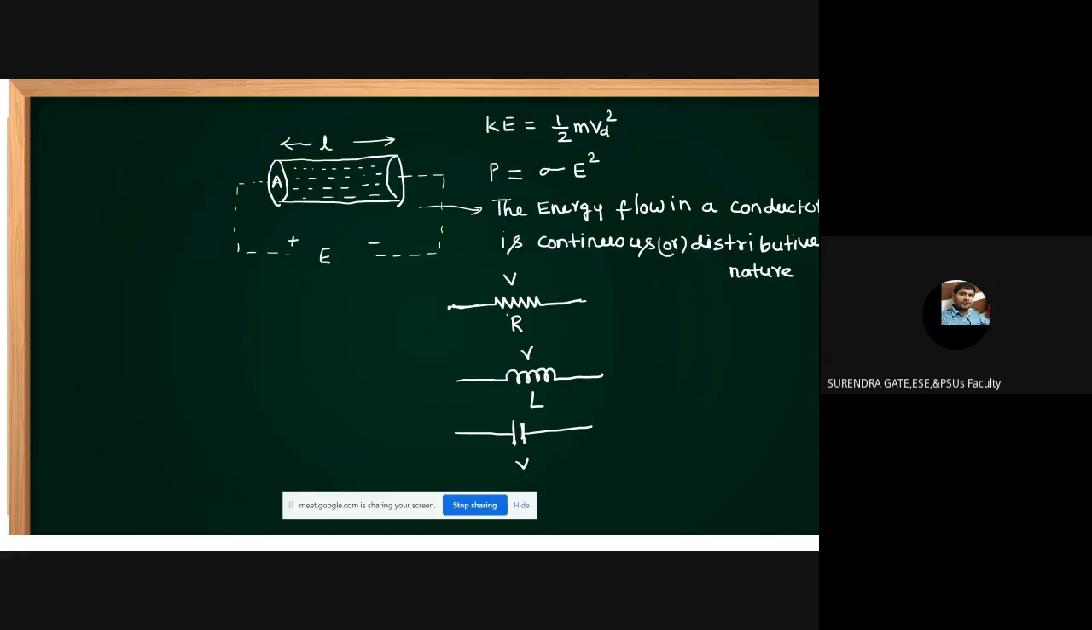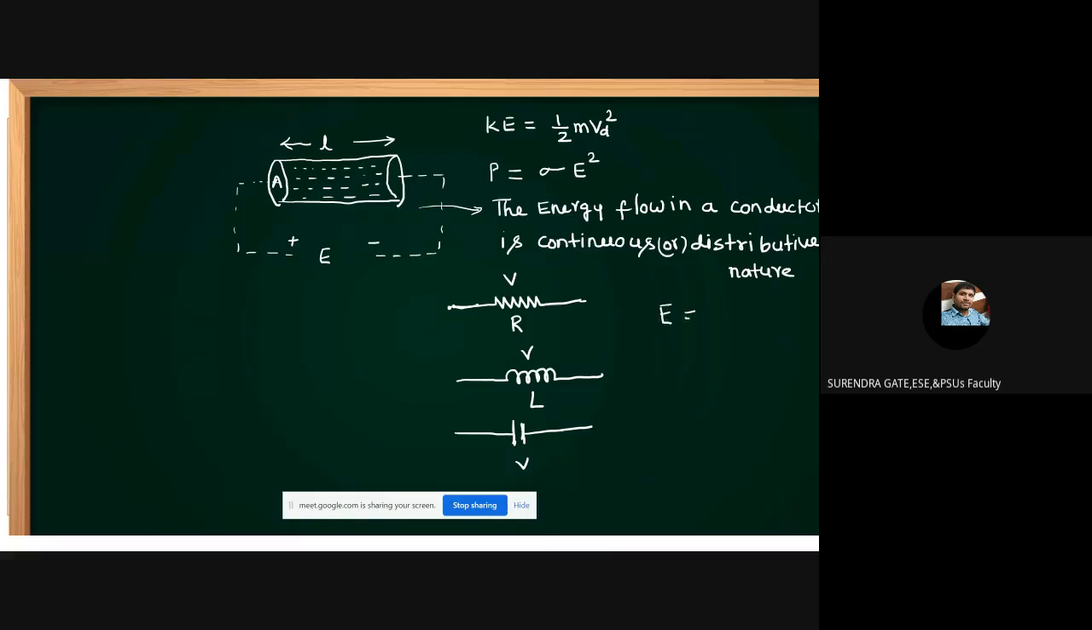Now, what is the direction of current through these elements? We approximate them as elements that represent the opposition to the flow of current. Then what is the direction of current through these elements? Students, you know this one?